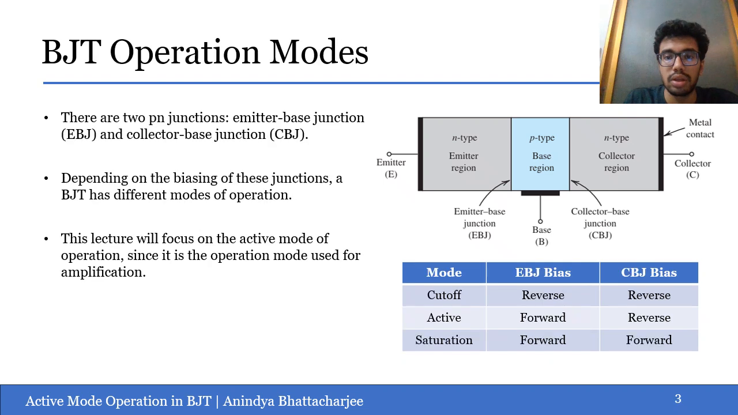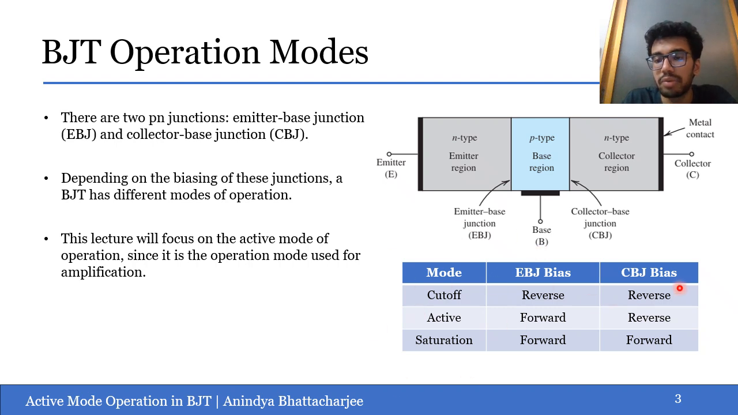If you look at this diagram, we can see that there are two junctions. There's an emitter base junction and a collector base junction. And if we recall from our knowledge of diodes, we know that a junction can be biased in two ways. It can either be forward biased, where the P region has a higher potential, or it can be reverse biased, where the N region has a higher potential. Since this device has two distinct junctions, we can bias it in various ways. And depending on these biasing configurations, we have different modes of operation.